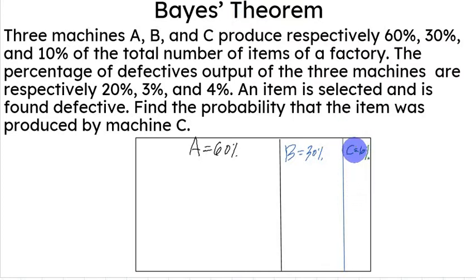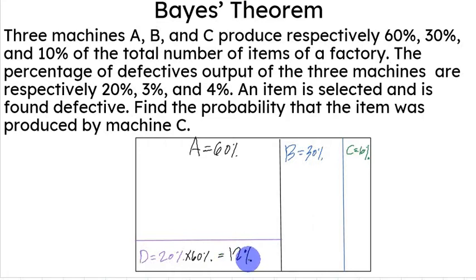We are told that the percentage of defective outputs of the three machines are respectively these amounts. So that would mean for A, it's defective 20%. This is 20% of the 60%. So the defective will be the 20% of 60%, and that would be equal to 12%.